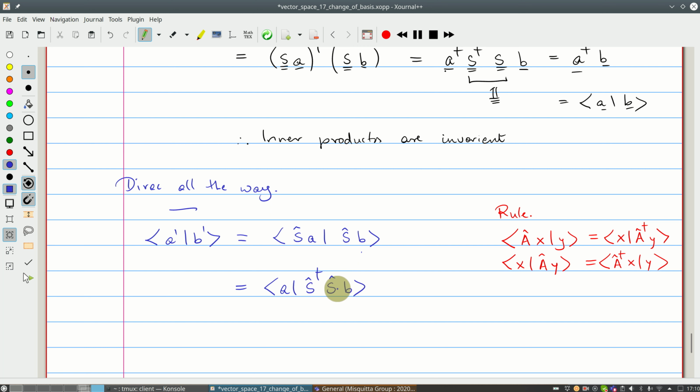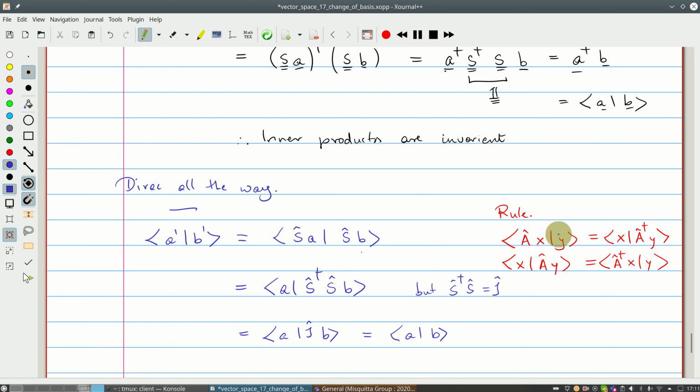But S hat dagger S hat is the identity operator. So this is equal to A, the identity operator, B, but that's just equal to A, B. That's easy. That's the way you can use the Dirac notation all the way.